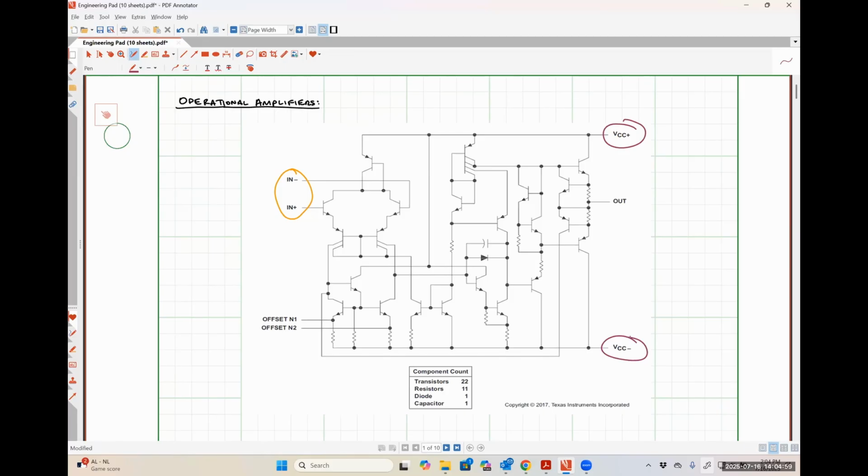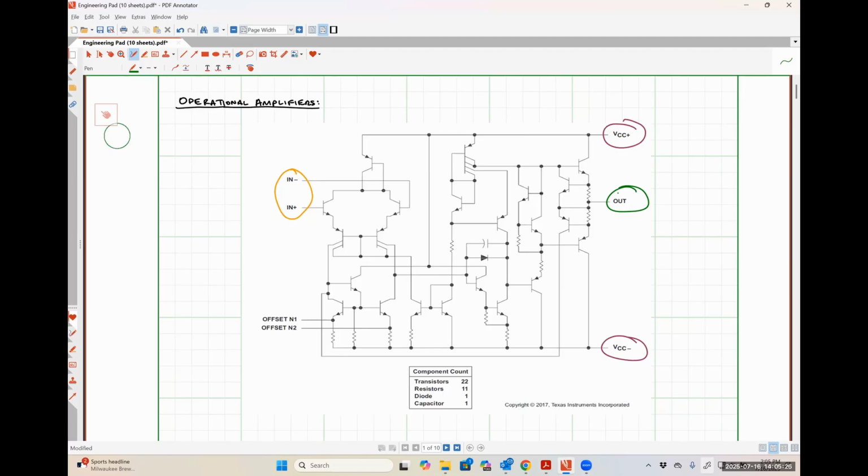Over here on the right-hand side, we have this output pin. This means that we have a single output signal out of our amplifier. We effectively put some signals in, we amplify them in some way, shape, or form that we'll talk about later. And then we get a single output signal measured with respect to ground.